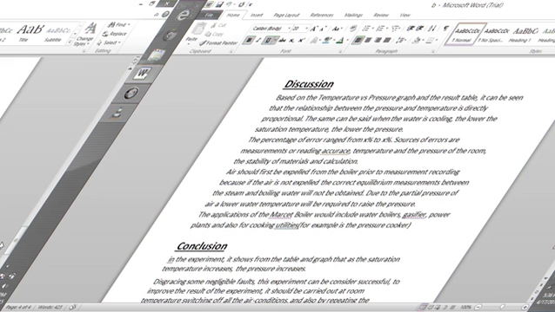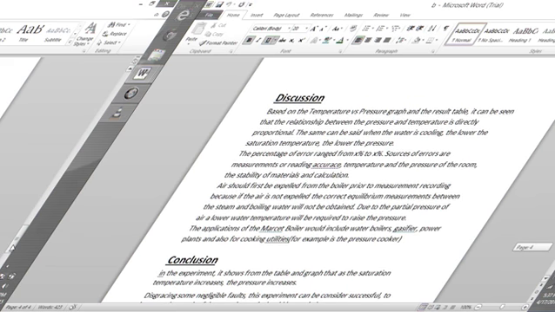Okay. Sources of error are measurement or reading accuracy, temperature and pressure of the room, the stability of the materials, and calculation. Air must first be expelled from the boiler prior to recording measurements, because if the air is not expelled correctly, the correct equilibrium measurement between the steam and boiling water will not be obtained. Due to the partial pressure of air, a lower water temperature will be required to raise the pressure.